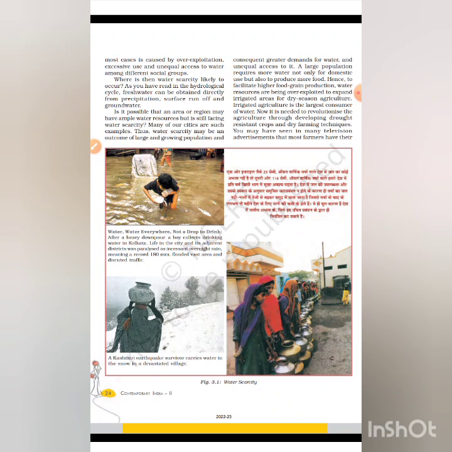As you have read in the hydrological cycle, fresh water can be obtained directly from precipitation, surface runoff, and groundwater. Is it possible that an area or region may have ample water resources but is still facing water scarcity? Many of our cities are such examples. Thus, water scarcity may be an outcome of large and growing populations and consequent greater demands for water and unequal access to it. A large population requires more water not only for domestic use but also to produce more food.